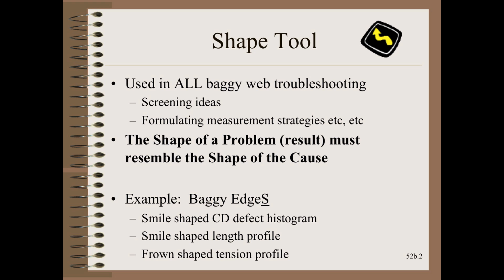Let us apply this to a problem of baggy edges. The Shape tool says that we have a smile-shaped CD defect histogram, a smile-shaped length profile, and a frown-shaped tension profile. Note that as we discussed in an earlier clip, we must be adept at flipping shapes in our mind.